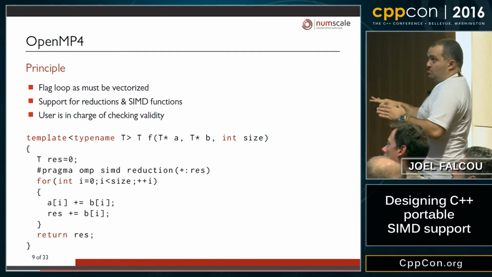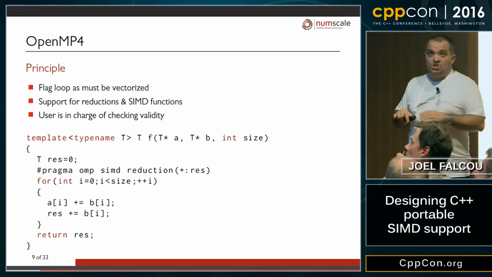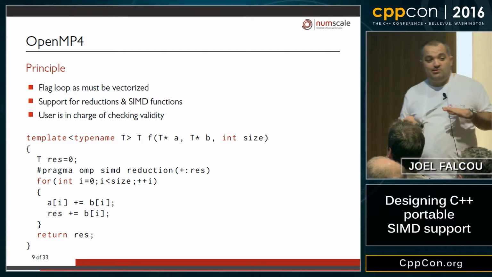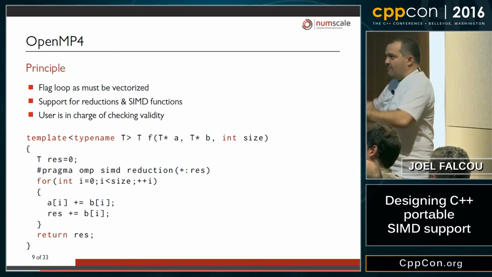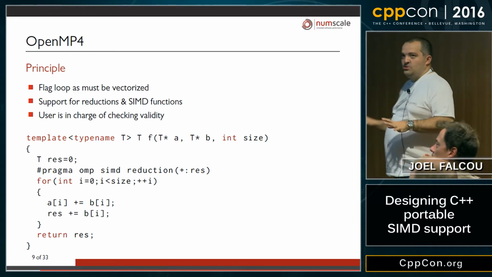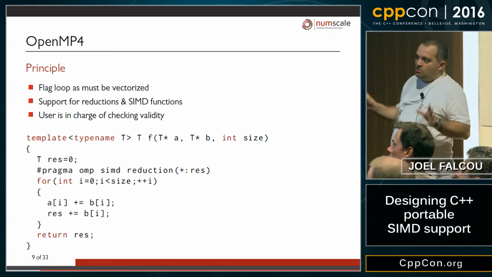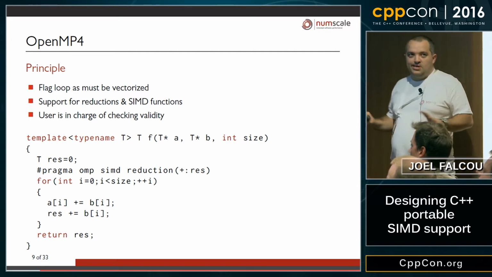But contrary to auto-vectorization, you are in charge of applying those pragmas where it makes sense. So if you slap a pragma omp simd somewhere and the loop makes no sense to be vectorized, the compiler will probably generate code that makes no sense either.